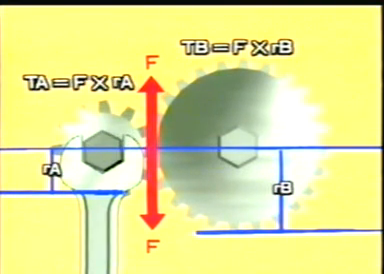In the same way, the torque TB of gear B can be expressed using an equation like that shown here, with the radius of gear B being twice as large as that of gear A. Therefore, when the number of teeth on gear B is twice that on gear A, the level of torque is twice as high.